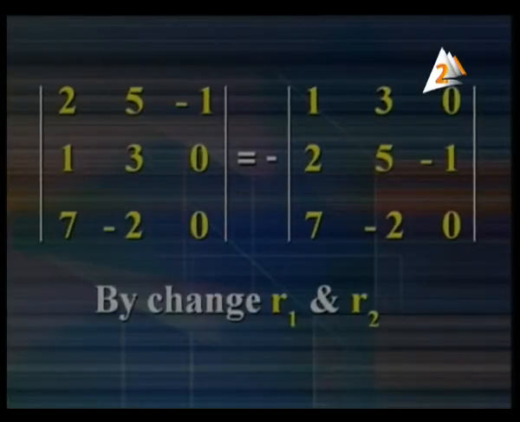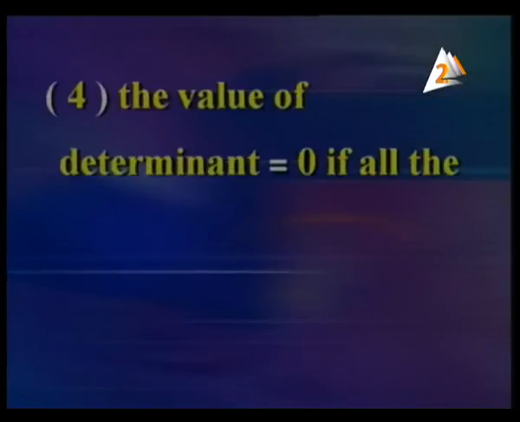Example. Look at the determinant 2, 5, negative 1, 1, 3, 0, 7, negative 2, 0 equals negative 1, 2, 7, 3, 5, negative 2, by column 0, negative 1, 0. We replace by changing R1, replace R2.